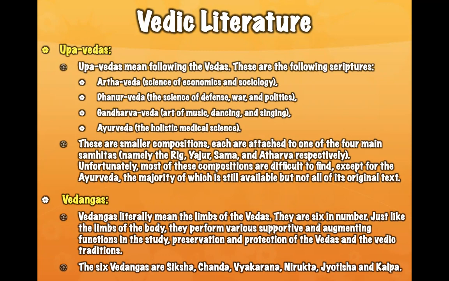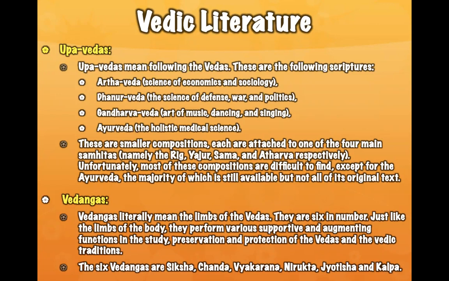Arthaveda, the science of economics and sociology. Dhanurveda, the science of defense, war, politics. Gandharva, which is the art of music, dance, song, and Ayurveda. Ayurveda is one of the Upavedas, which is the holistic medical science. These are smaller compositions, each attached to one of the four main samhitas, namely the Rig, Yajur, Sama, and Atharva, respectively.